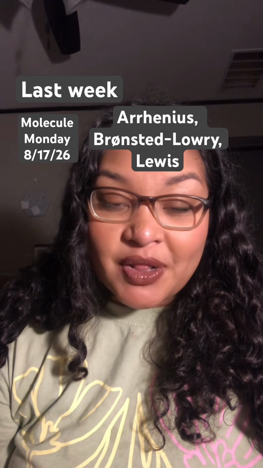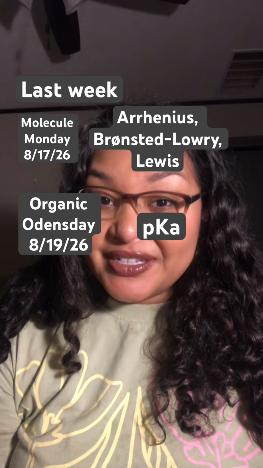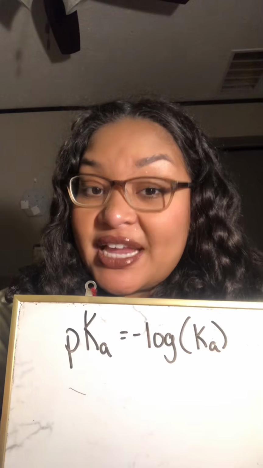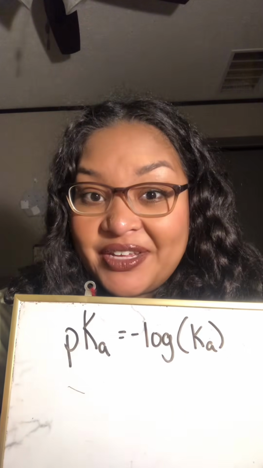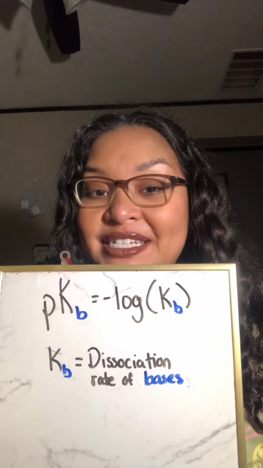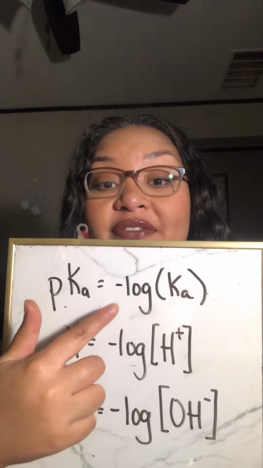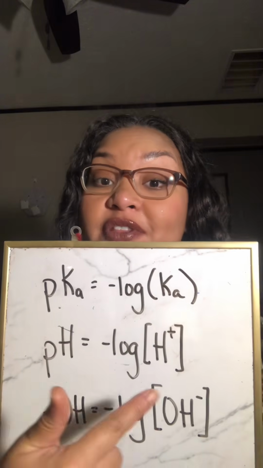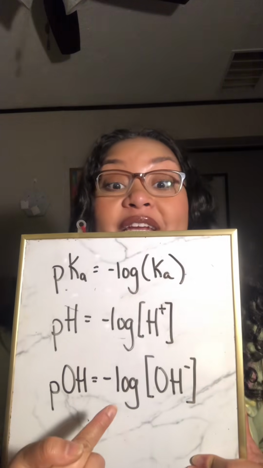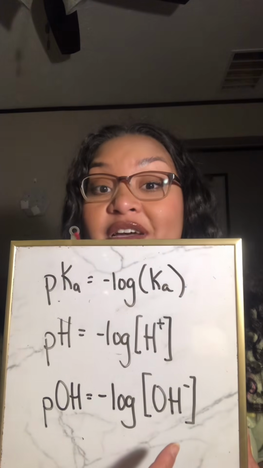Last week I talked about the 3 classifications of acids and bases on Molecule Monday, and on last week's Organic Odin's Day, I brought up something called the pKa. pKa stands for the negative logarithm of the Ka value, and Ka is the dissociation rate of acids. And this also applies to bases. The letter P stands for negative log, just like in pH, which is the negative logarithm of the concentration of hydronium, and pOH would mean the negative logarithm of the concentration of hydroxide.